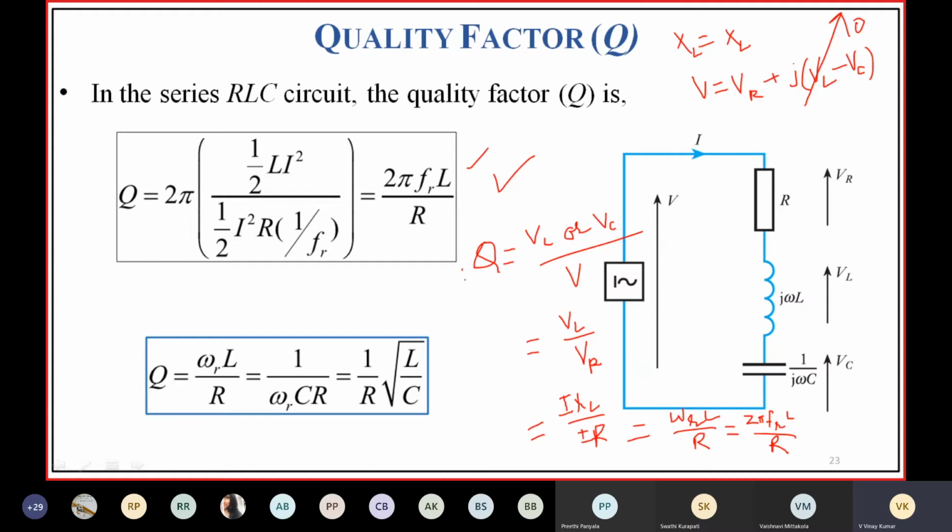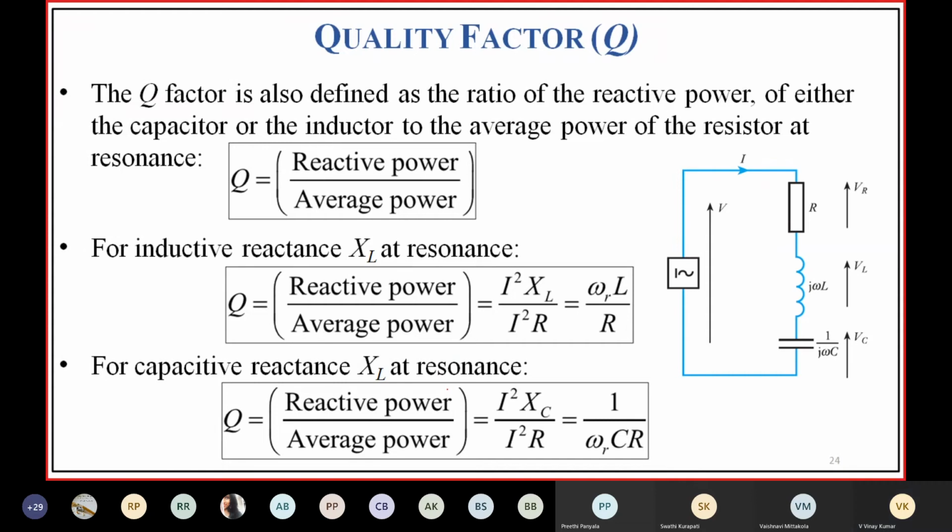So you know, f_r is equal to 1 by 2 pi root LC. If we put this in this equation, then you are going to get Q is equal to 1 by R root L by C. Another way of defining Q factor: Q is equal to reactive power by average power, which is equal to I square XL by I square R, which is equal to omega_r L by R.